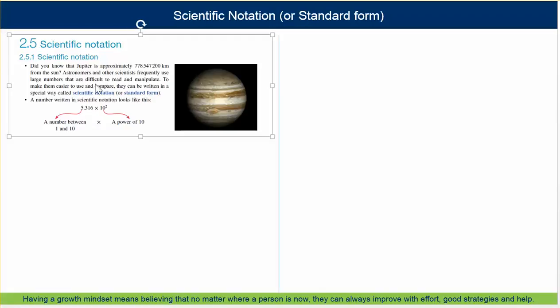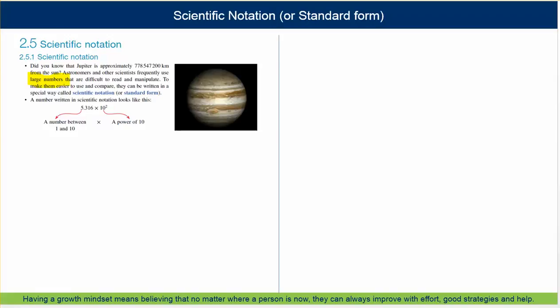Scientists often need to represent very large numbers or very small numbers. So they mention that here, very large numbers. And to make it easier to manage and calculate those numbers, scientists normally write a very large or very small number using scientific notation. So scientific notation has two parts. And here's an example.